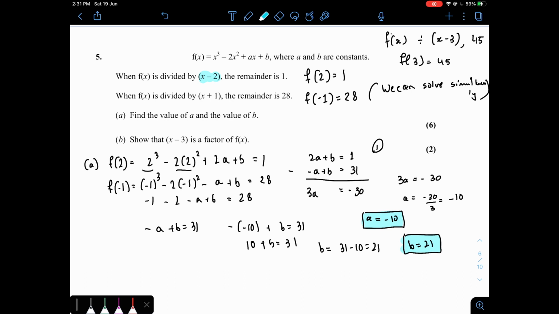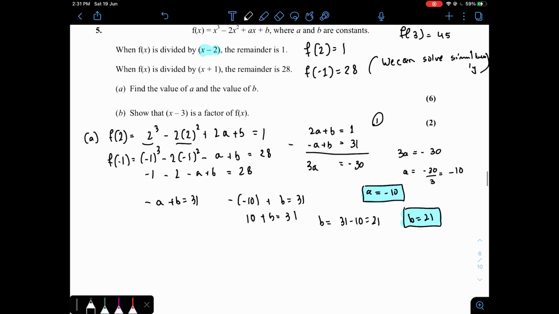That's our part A. Now part B says, how do we show that x minus 3 is a factor of f of x? Now to show something is a factor of f of x, let's say this is x minus p, and you want to show it's a factor of f of x, you have to do f of p must equal 0, or else it is not a factor. So all we have to do is do f of 3 and show that it equals 0.